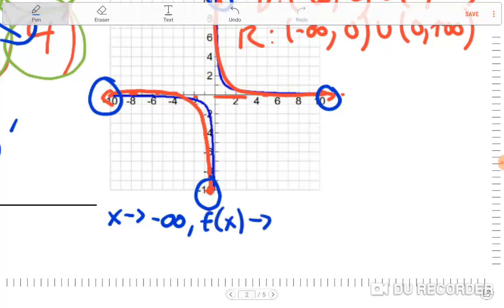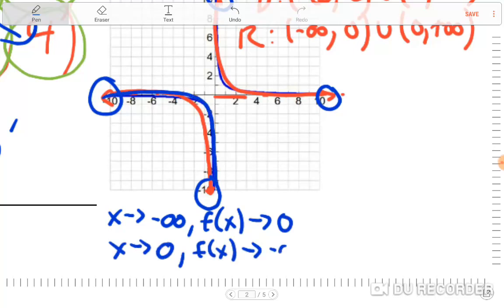F of x is going towards 0. And then as the x goes, it's not going to reach positive infinity. It's going to get cut off at 0. That's when f of x goes to negative infinity.